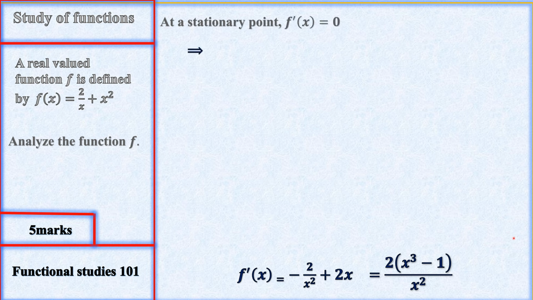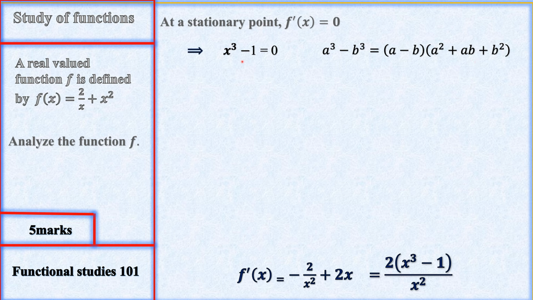After getting the gradient, you know that at the stationary point, f prime of x is equal to 0. This implies, look up, since my x cannot be 0, the only part that can make this expression 0 is x cubed minus 1. So x cubed minus 1 is equal to 0 at the stationary point. Now from here, we recall the identity of the difference of two cubes. a cubed minus b cubed is the same as a minus b multiplied by a squared plus ab plus b squared.